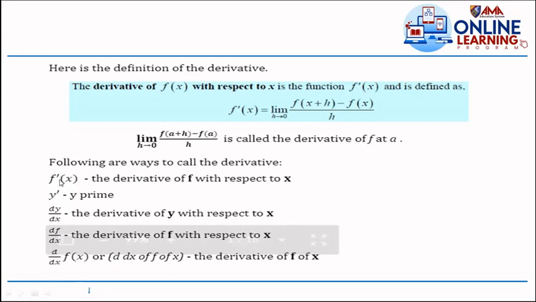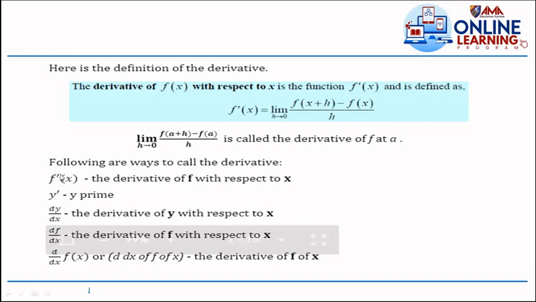If our function is f, we have f prime. If it is y, we have y prime. Or in terms of dy dx, here it is. dy dx is the same as y prime. df over dx is the same as f prime. So that is your first derivative.